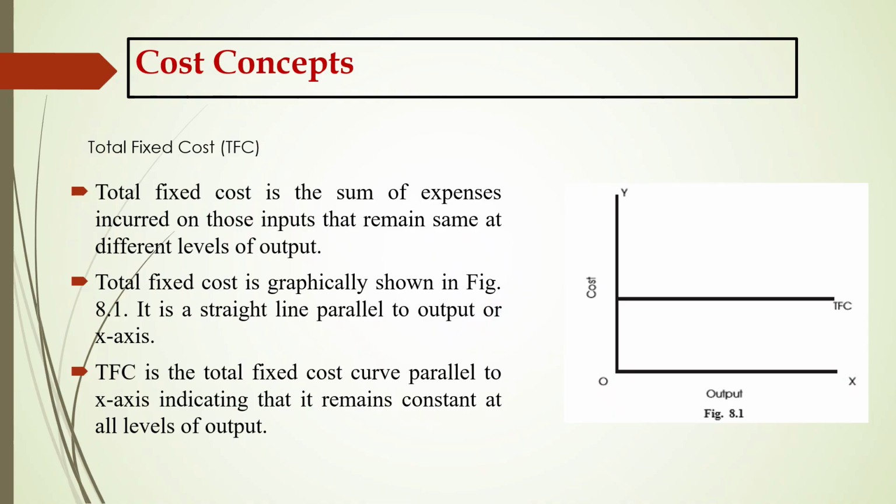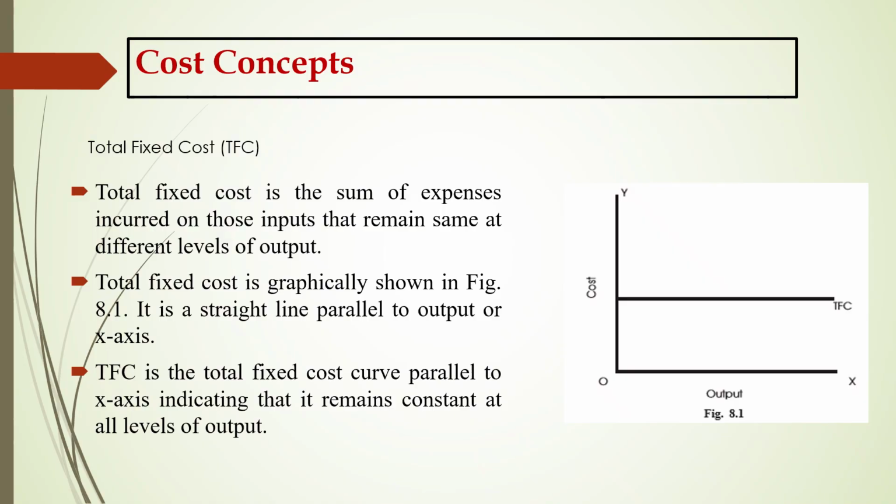Now here we will understand the total fixed cost. Total fixed cost is the sum of expenses incurred on those inputs that remain the same at different levels of output. Total fixed cost is graphically shown in figure 8.1. It is a straight line parallel to the output or x-axis. The TFC, or total fixed cost curve, is parallel to the x-axis. It indicates that it remains constant, the same at all levels of output.